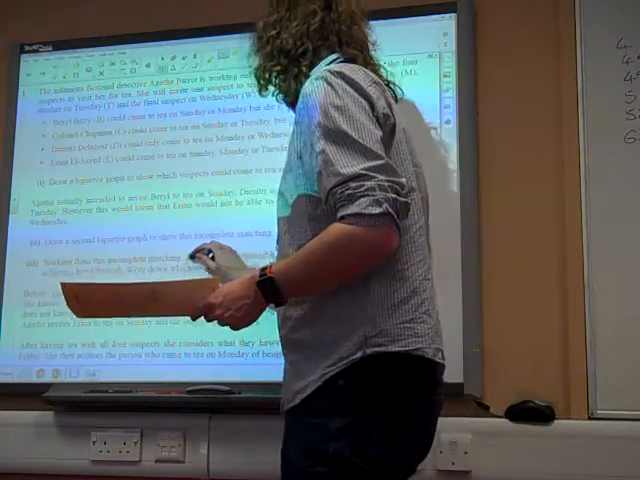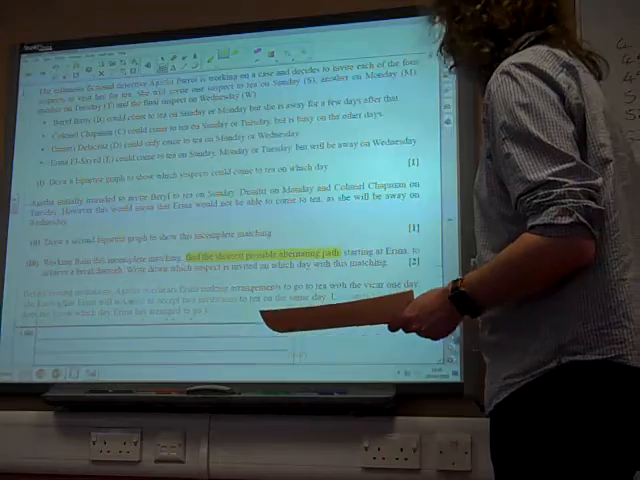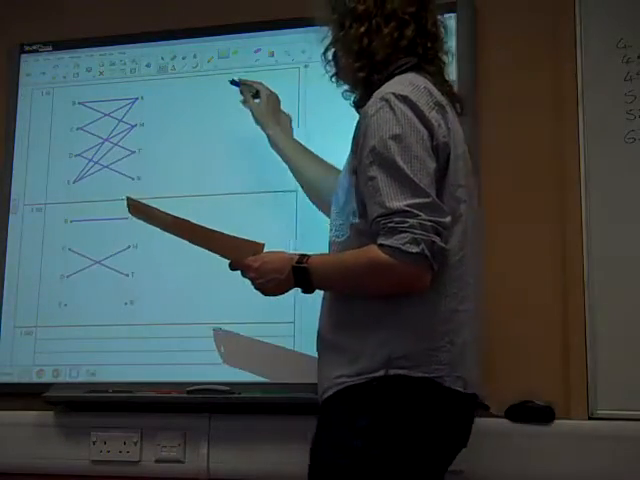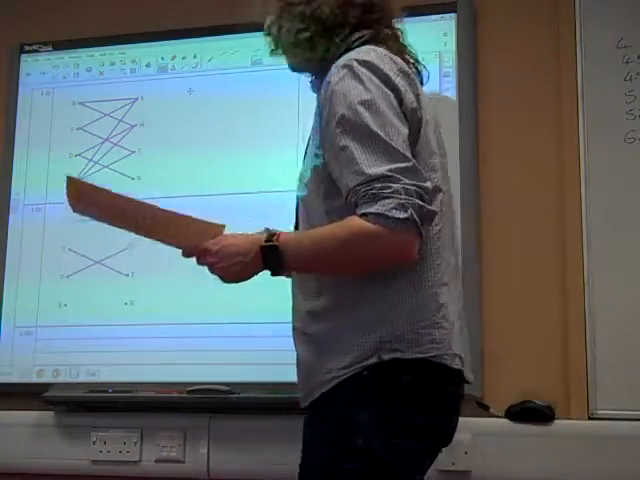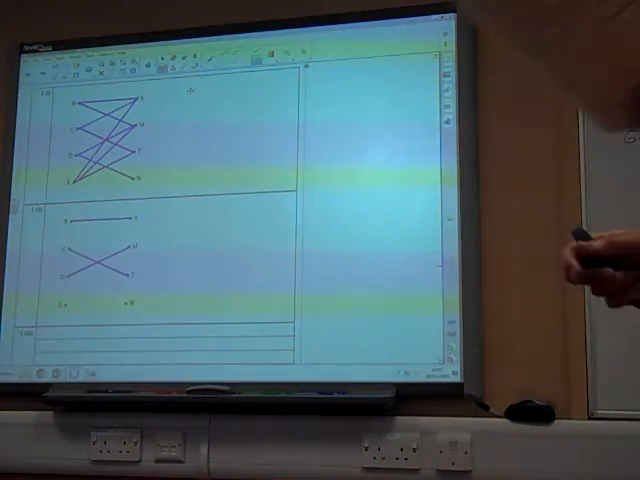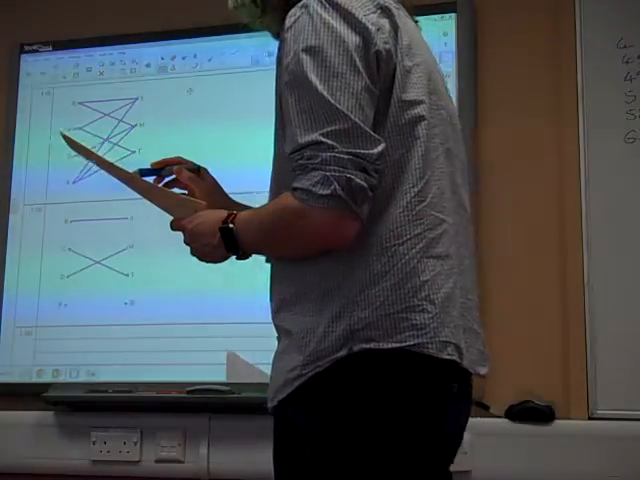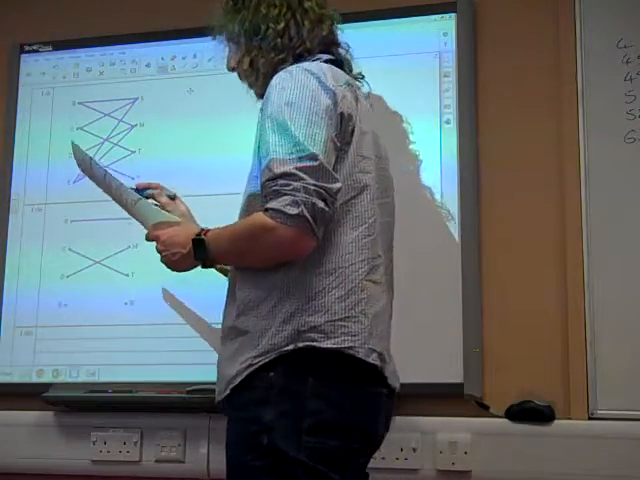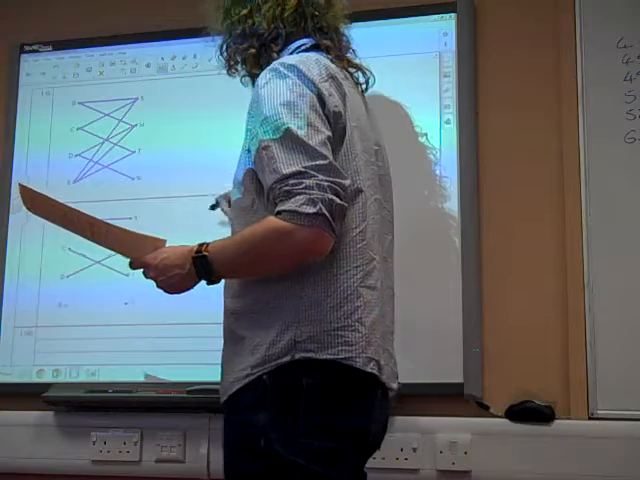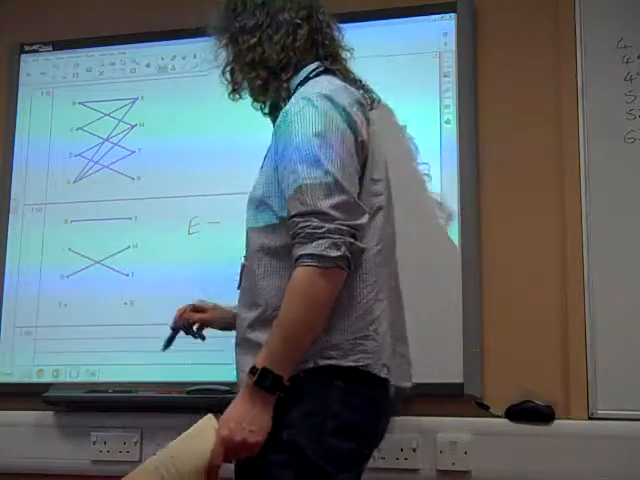Where is it? Shortest possible alternating path. Let that be a lesson to all of you. So the shortest possible one is the one that we're looking for. We are going to begin, it says, beginning with Irina to achieve a breakthrough. Right, so we begin with Irina. She could also be connected now.